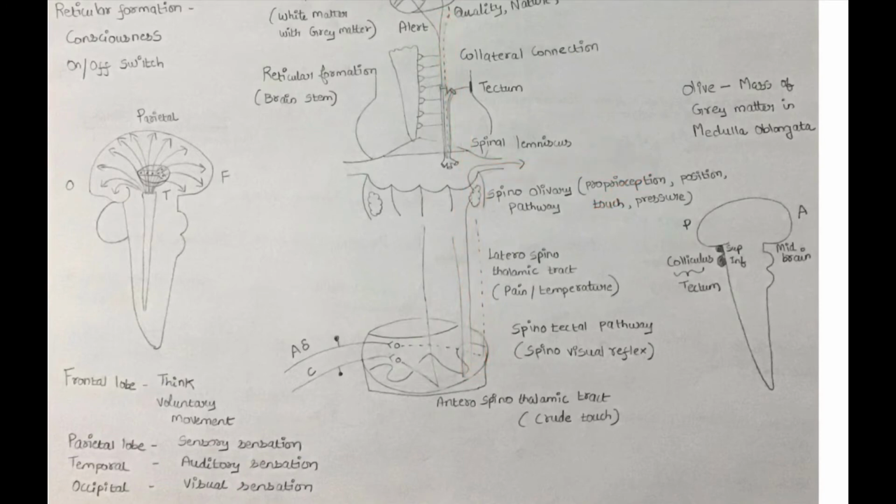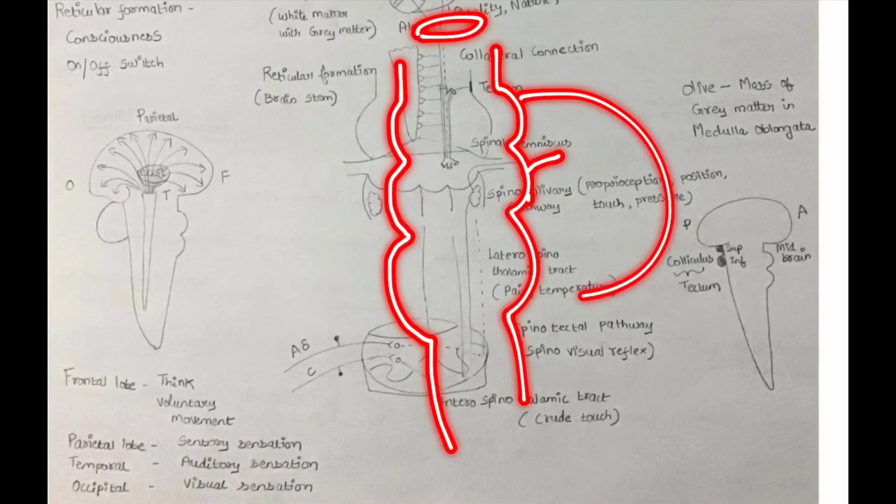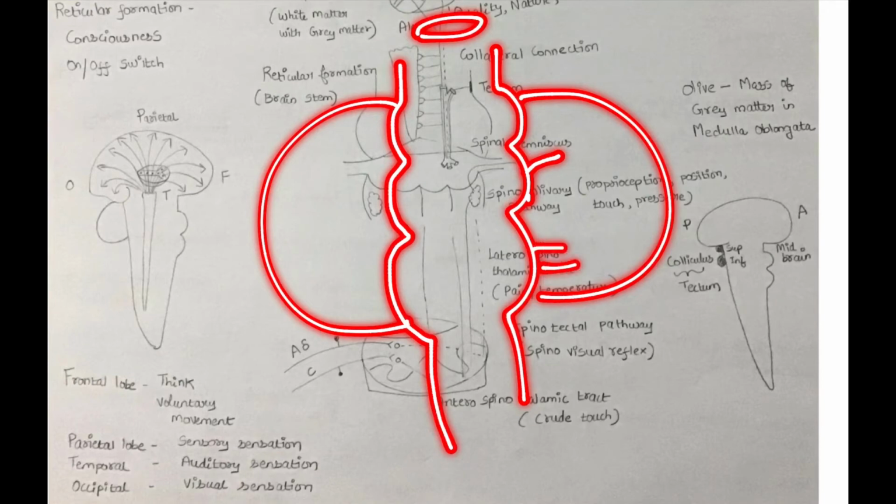If you know the structure of the human brain, you have the brainstem here, the medulla oblongata, pons, midbrain, and you have the thalamus here. Here on both sides you have the cerebellum, and this cerebellum is connected with the midbrain, medulla oblongata, and pons through the inferior peduncle, middle peduncle and superior peduncle on both sides.